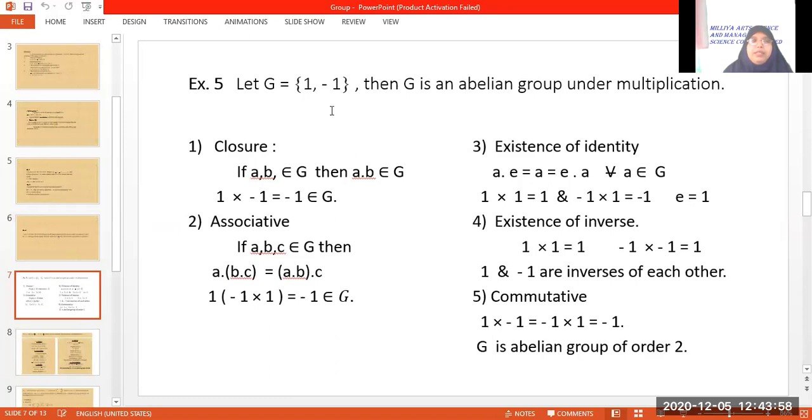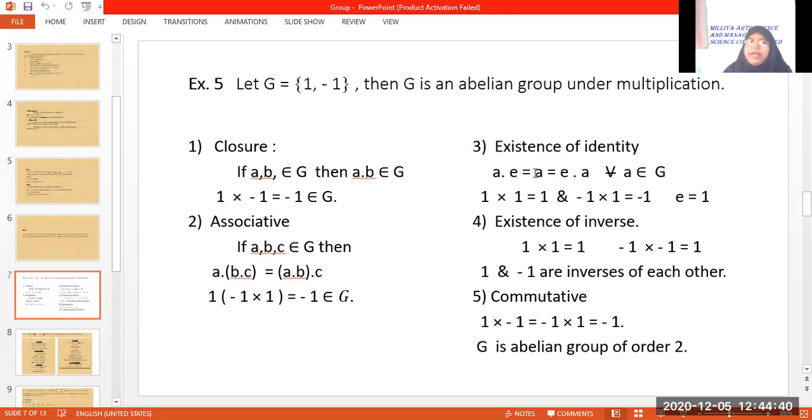Next example, let G is equal to 1, minus 1, consisting of two elements. Then G is an abelian group under multiplication. This is the proof. First is the closure property. If A, B belong to G, then A dot B belongs to G. For example, 1 into minus 1 is equal to minus 1, which belongs to G. The associative property is obviously satisfied. For example, 1 into minus 1 into 1 is equal to minus 1. This also belongs to G.